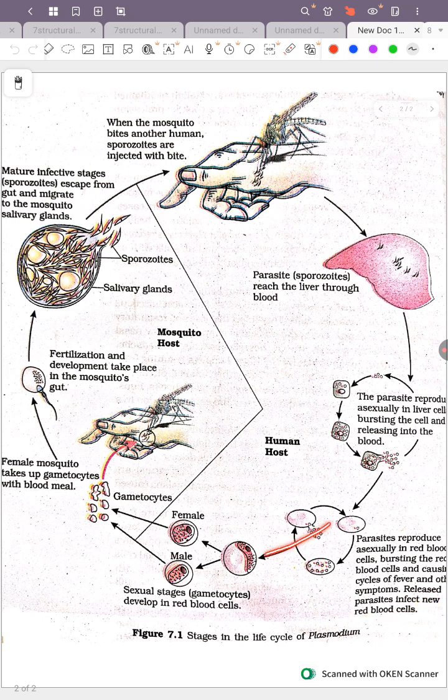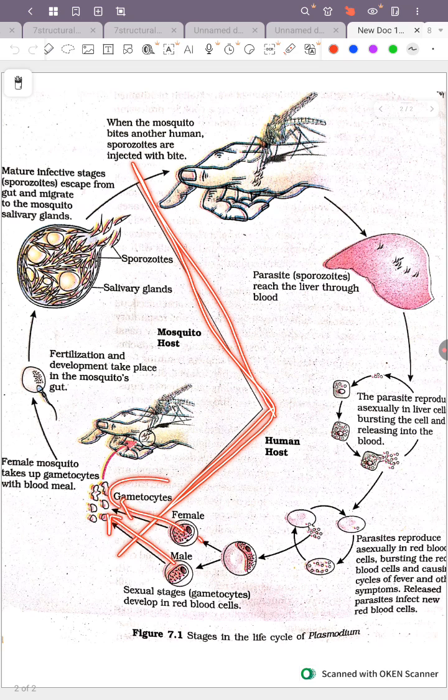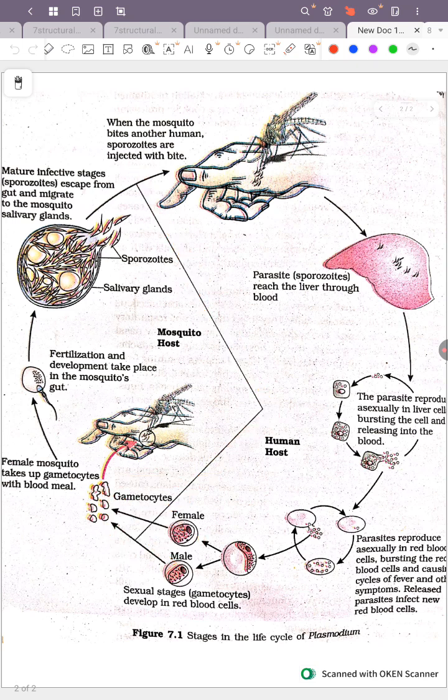Then it is ready to complete its sexual reproduction. That's why in the human itself it produces two types of gametocytes, which develop in the blood cell. These gametocytes will not develop in man. They wait for the mosquito to bite. When a female Anopheles mosquito bites, male and female gametocytes enter the mosquito.